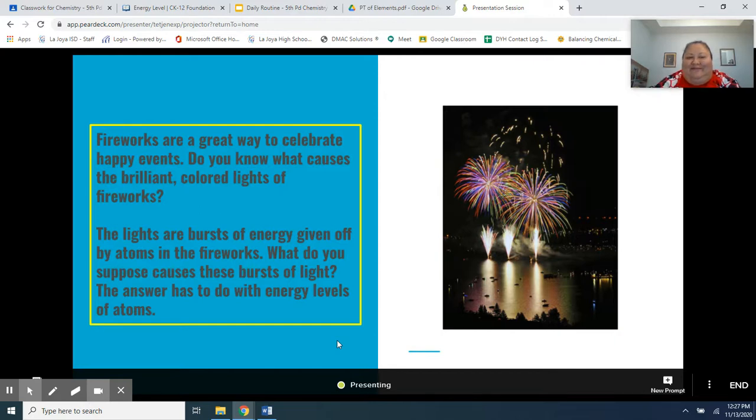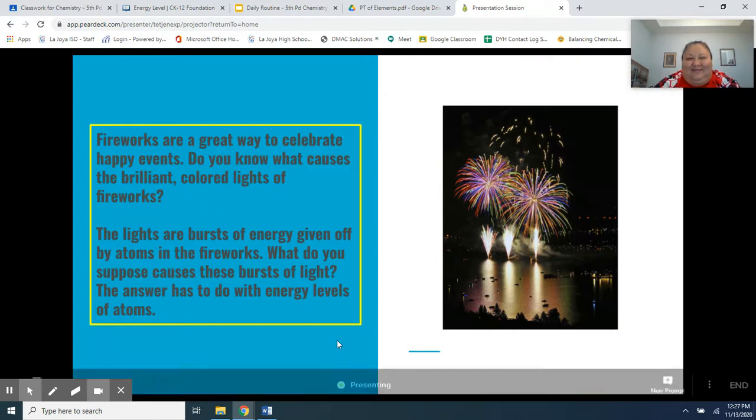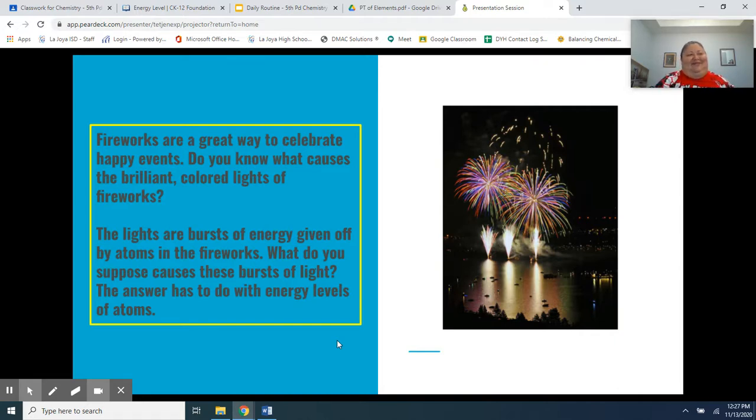Fireworks are a great way to celebrate happy events. Do you know what causes the brilliant colored lights of fireworks? The lights are bursts of energy given off by atoms in the fireworks. What do you suppose causes these bursts of light? The answer has to do with energy levels of atoms.